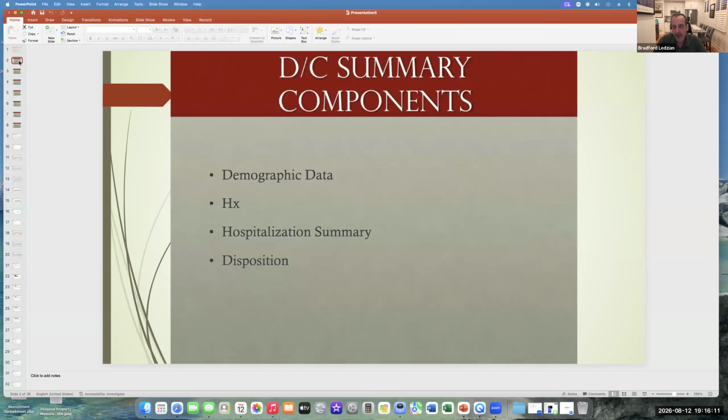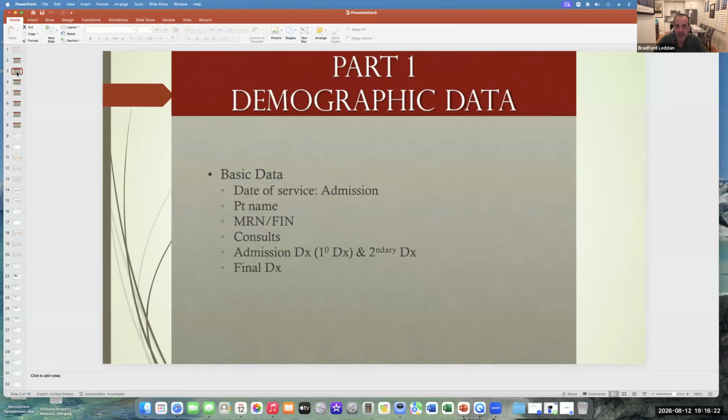Discharge summaries. There are a few things to include if you're doing discharge summaries: demographic data, the history itself, the hospital summary, and then your disposition, right? And for demographic data, there are things that you need to include. The date of service, meaning the date of admission, the patient's name, the MRN or the financial number, any consults that have been undertaken during the hospitalization, and then you have to have your primary diagnosis and a list of secondary diagnoses, as well as your final diagnosis. And those things may be different.